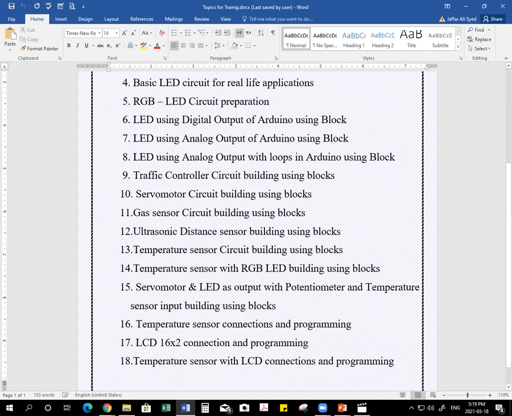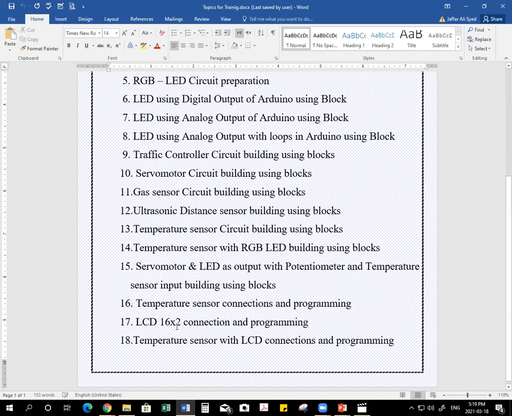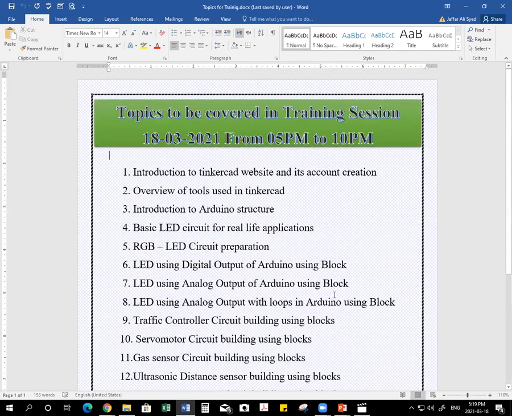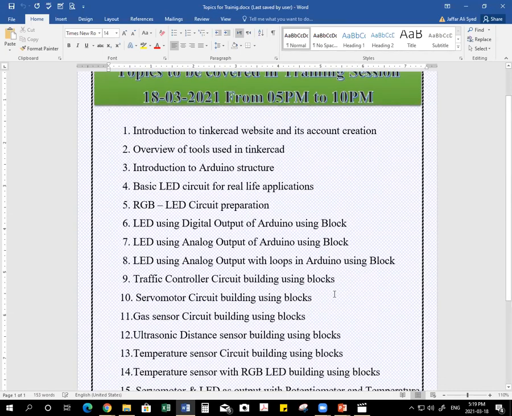Now from 16th to 18th, temperature sensor connections and programming. So here we will start programming. LCD 16x2 display connection and programming. The last one is temperature sensor with LCD connection and programming. Here we have plenty of time, 5 hours. Slowly, one by one, we will start. We will proceed for different circuits.